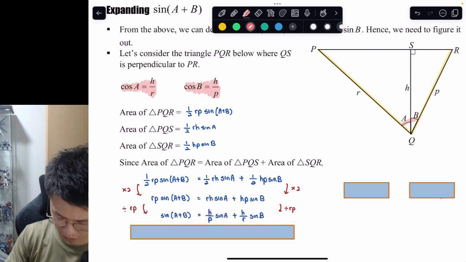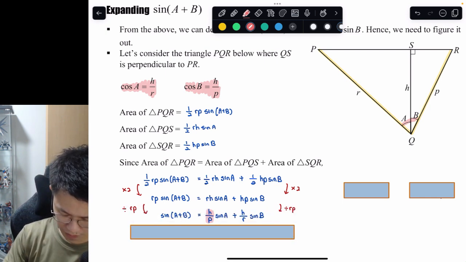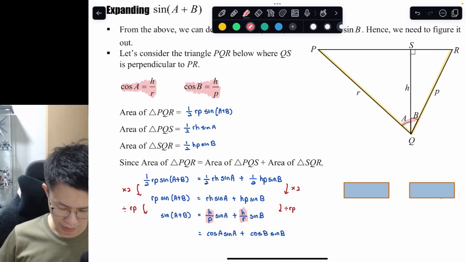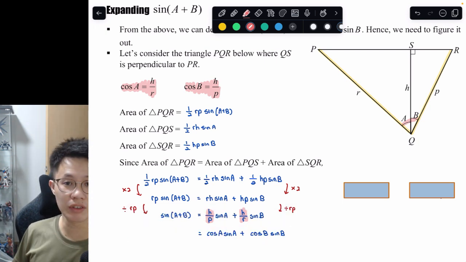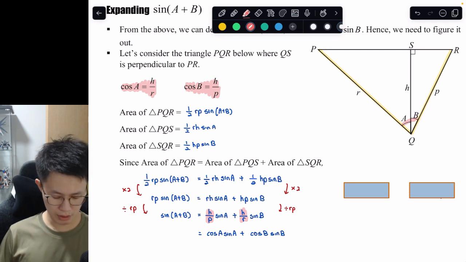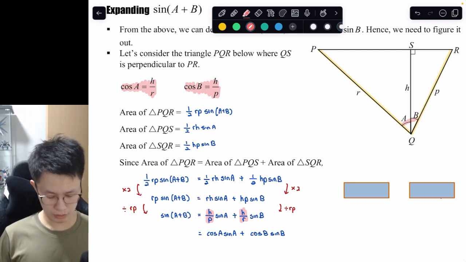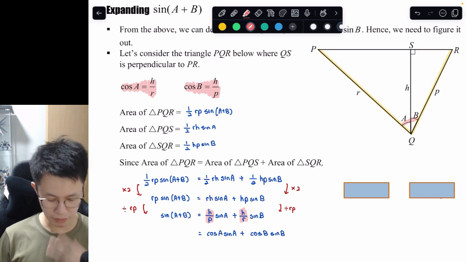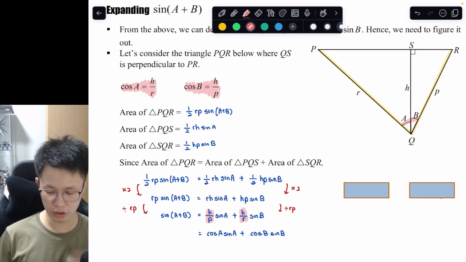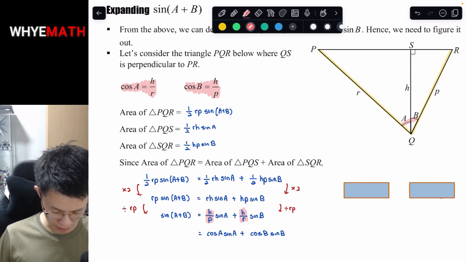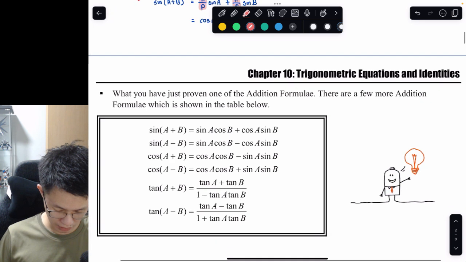And do you see that we also have h over p and h over r here? So what we need to do is just replace them, and then we have that sine of A plus B is in fact cosine A sine A plus cosine B sine B. So these actually form our very first trigonometric identity in addition, and these can be expanded to many other things, which is this over here.